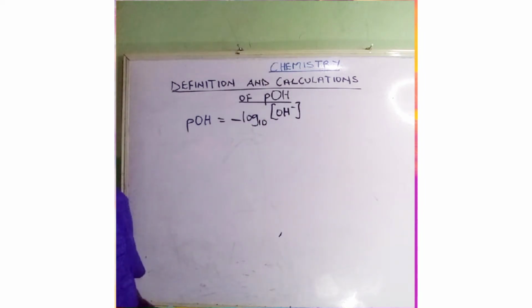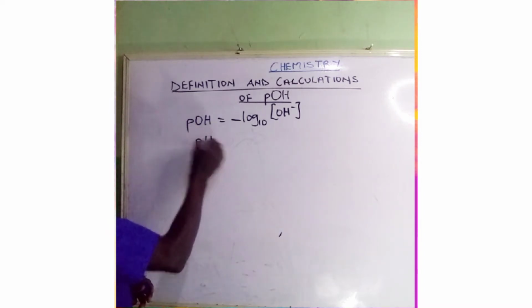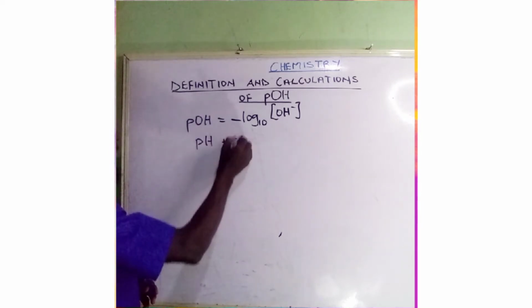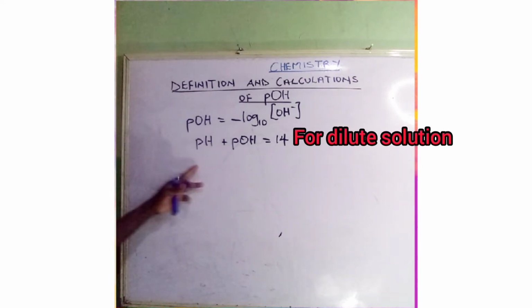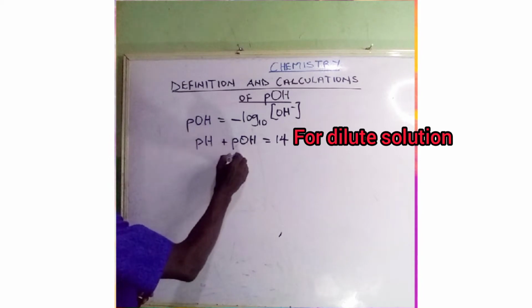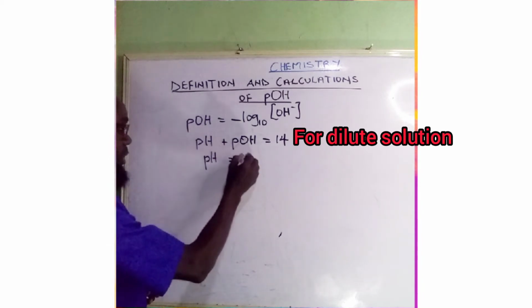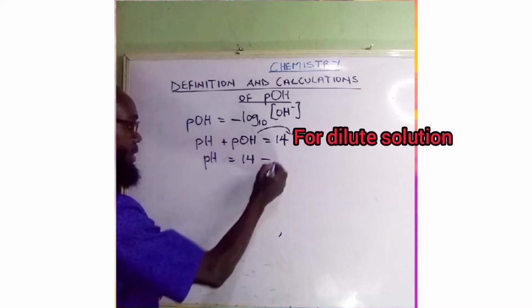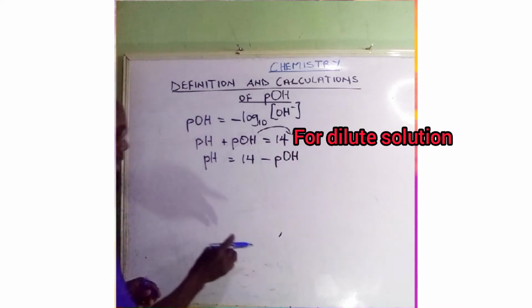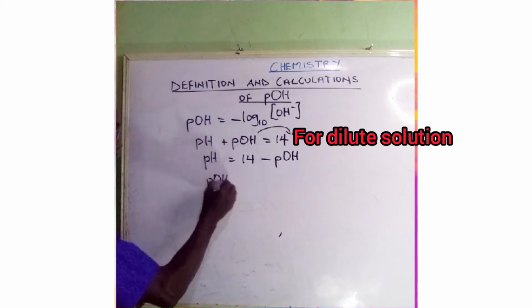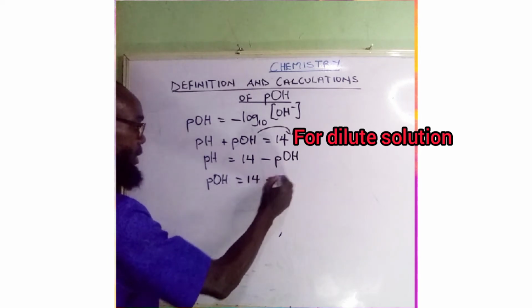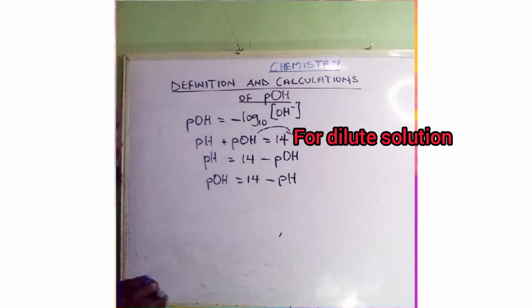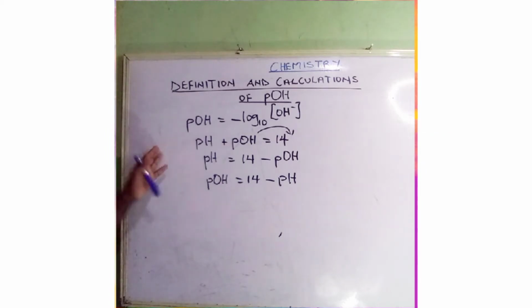Now, for any dilute solution, our pH plus pOH will be equal to 14. So from here, we can have our pH to be equal to 14 minus pOH. Also, we can have pOH to be equal to 14 minus pH. So that is for any dilute solution.